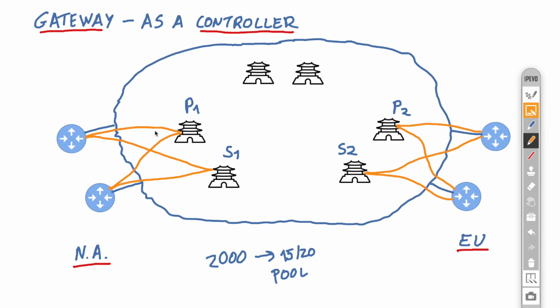But the question is, how can we make sure that the edges in North America can have visibility and communicate with the edges in the EU? How do they learn about each other? They don't have any gateways in common, right? For this, we have another concept, and that is the concept of the super gateway.